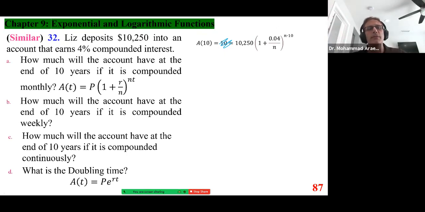Now in part A, how much will the account have at the end of 10 years if it is compounded monthly? N is the number of compounding that takes place per year. So if it's yearly, N is 1. If monthly, N is 12. So we are going to replace it with 12. And I hope you realize at this point, you really have to use a calculator, add these two numbers, raise it to the power of 120 times this number. There you have it.